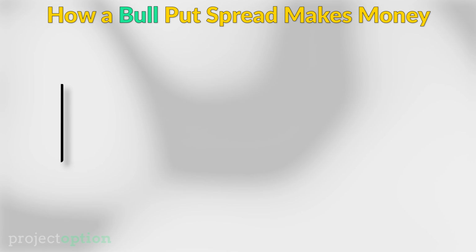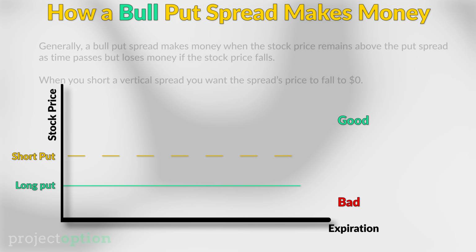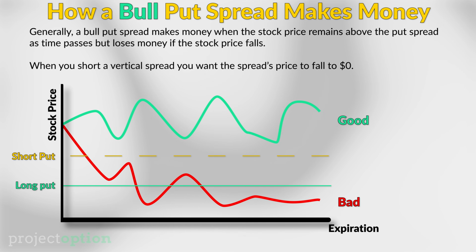The goal when trading a bull put spread is to see the stock price increase, but at the very least, the trade can make money so long as the stock price remains above the short put strike price as time passes. So if the stock price is here and you sell this put spread here, you can make money so long as the stock price remains above this put spread. And that means it is a high probability trading strategy, meaning that you have a greater than 50% chance, in theory, of making money on that trade.